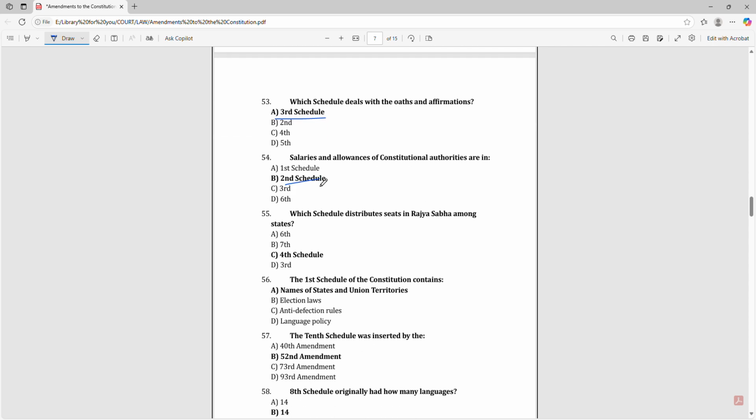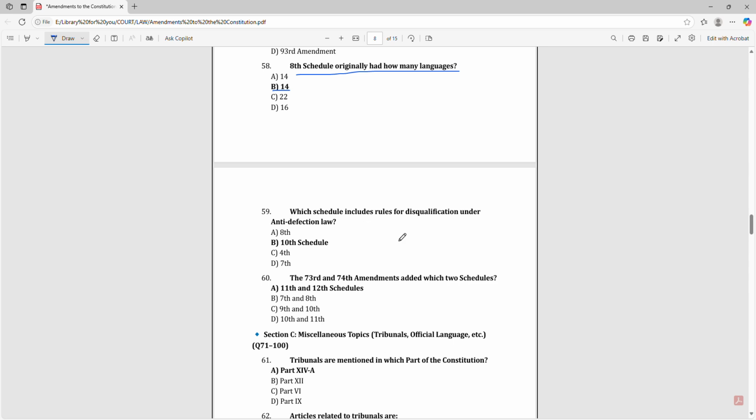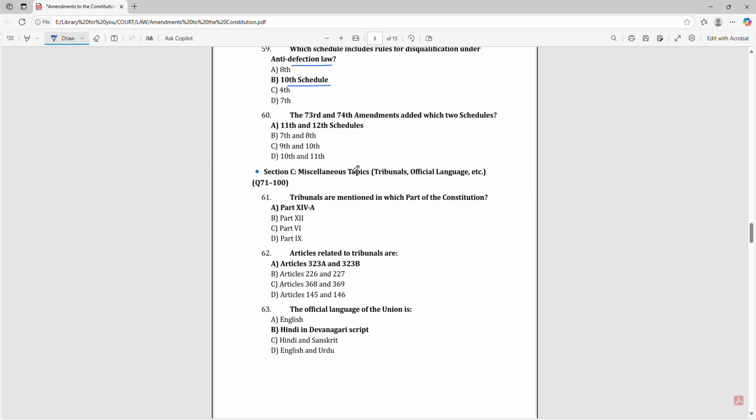Which schedule distributes seats in the Rajya Sabha among states? 4th schedule. The first schedule of the Constitution contains names of states and union territories. The 10th schedule was inserted by the 52nd Amendment. The 8th schedule originally had how many languages? 14. Which schedule includes rules for disqualification under the anti-defection law? 10th schedule. The 73rd and 74th amendments added which two schedules? 11th and 12th.